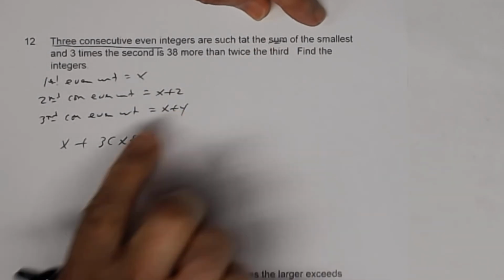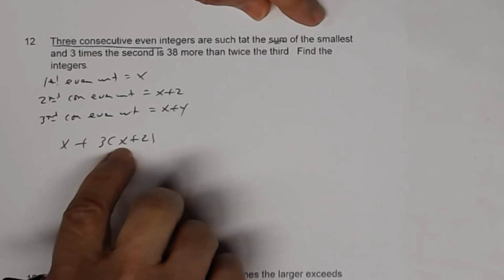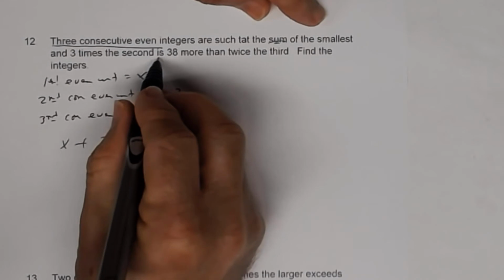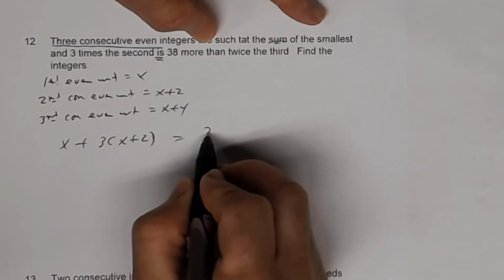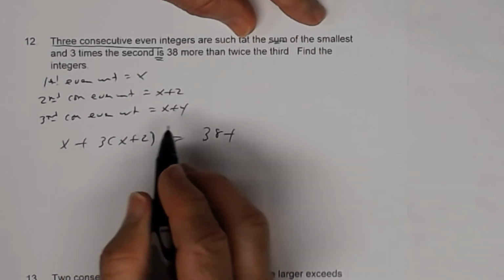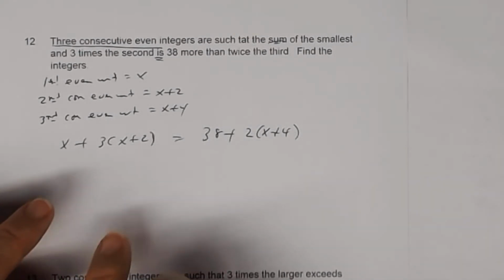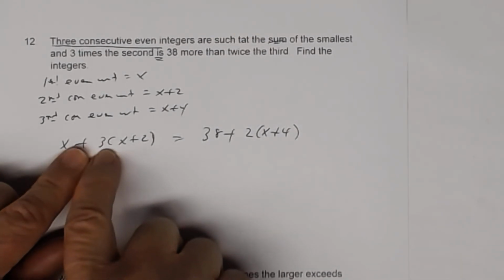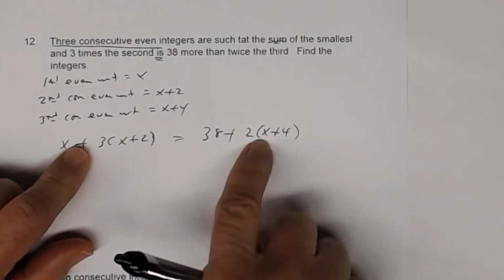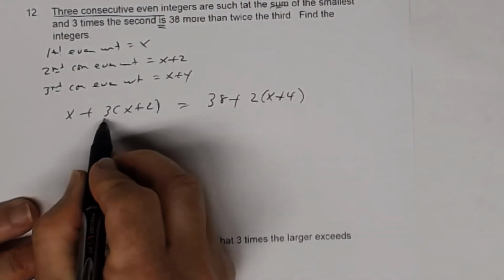The sum of the smallest and 3 times the second is, so that's equal, "is" means equal, right? 38 more than twice the third. So there's your third, so twice the third. So there's our equation: the sum of the first and 3 times the second is 38 more than twice the third. Okay? And you want to find those three integers.